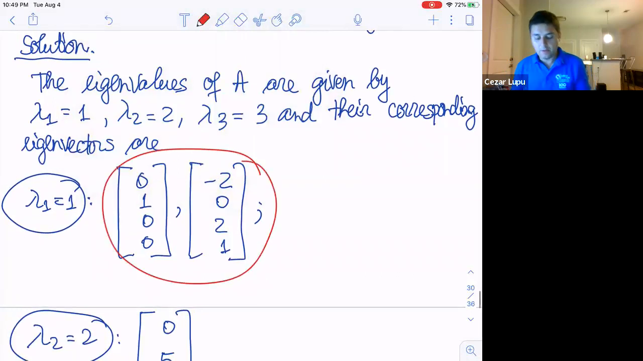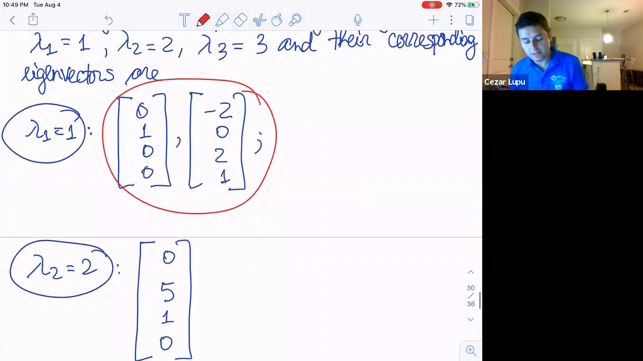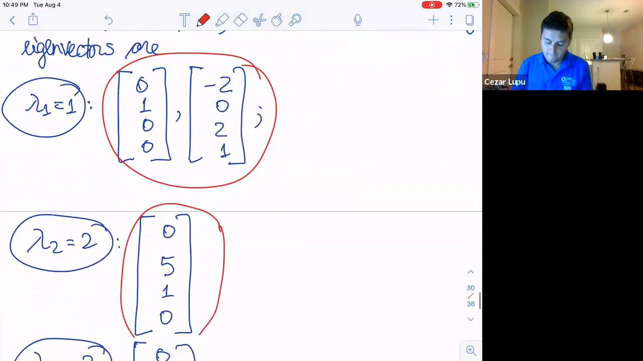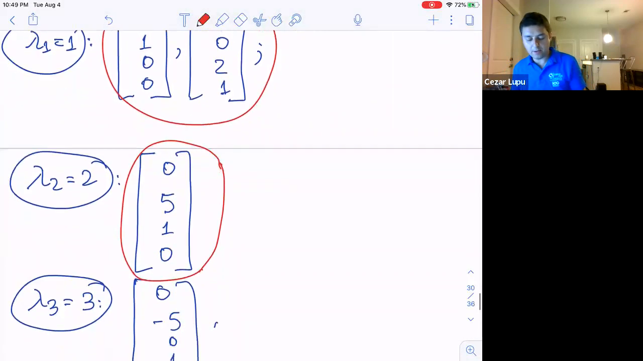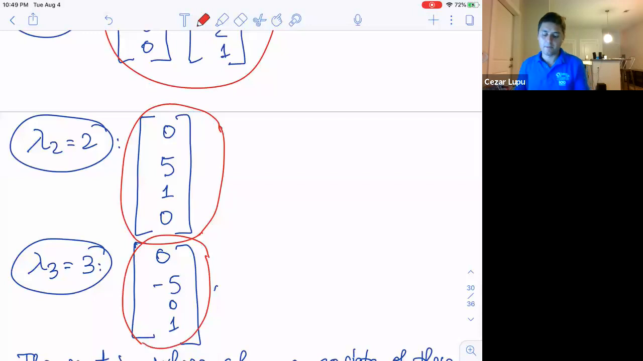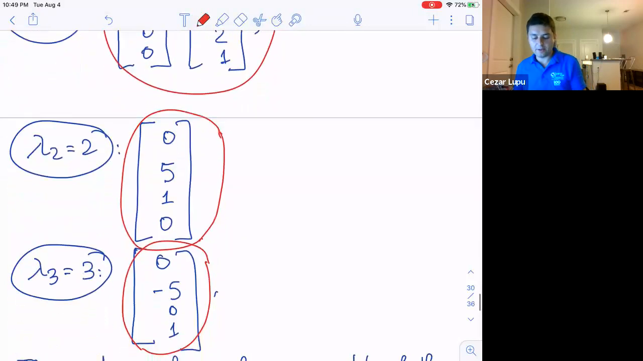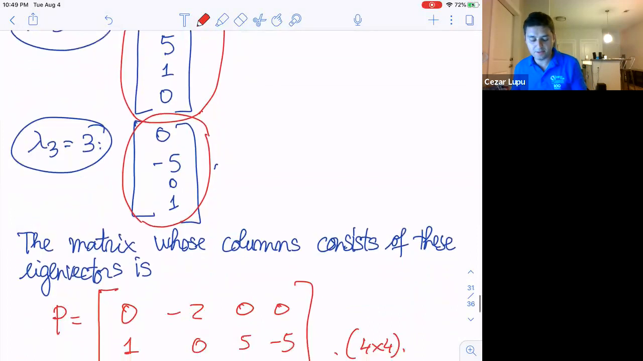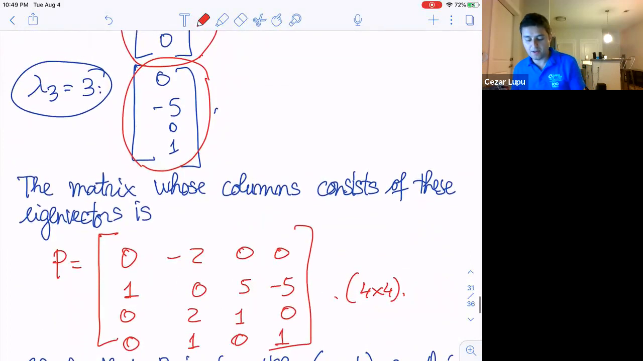so we'll have 2 corresponding eigenvectors, as you can see them here. Then for the second eigenvalue, lambda 2 equals 2, I'll have this corresponding eigenvector, as you can see here. And finally, for the third eigenvalue, lambda 3 equals 3, I'll have this corresponding eigenvector. Look, these are the 4 eigenvectors. Again, I'll form a 4x4 matrix whose columns consist of these eigenvectors. There we go. It's this matrix P.